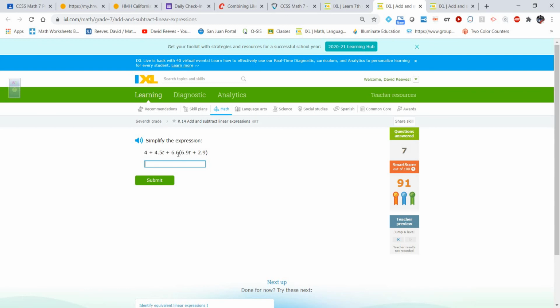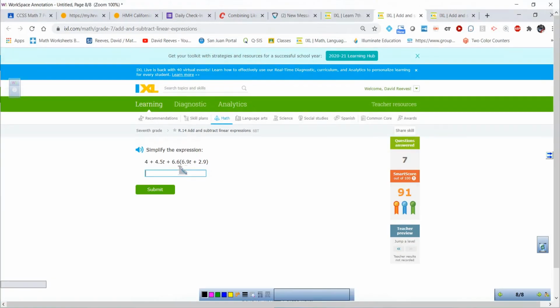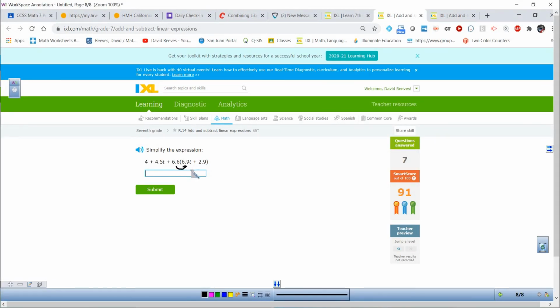And on this one, again, I'm not going to go ahead and work through this one. You would distribute here, right? And then once you've distributed, write it all out and then combine like terms. So distribute, then combine like terms.